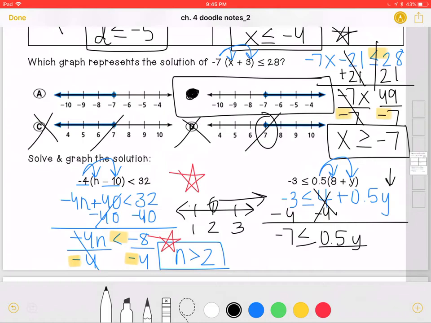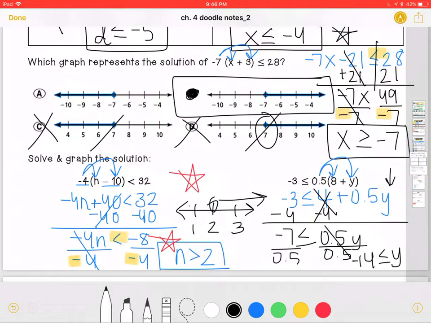To get y by itself, we're going to divide by a half. Now be careful, we're not dividing 7 in half. We're essentially doing almost the opposite. We're doubling it. So I want to know how many halves are in 7. There's 14. So we have 14. Negative divided by a positive is a negative. It's less than or equal to y.